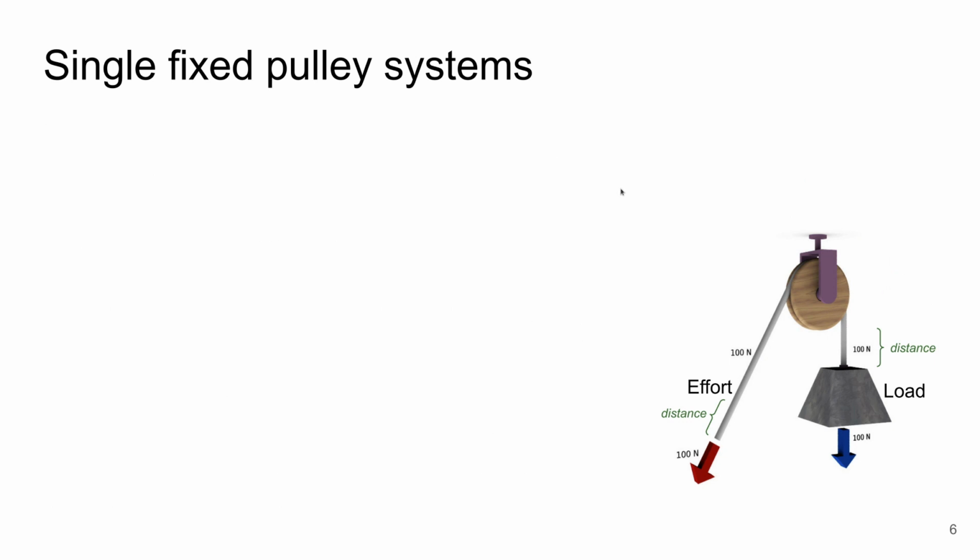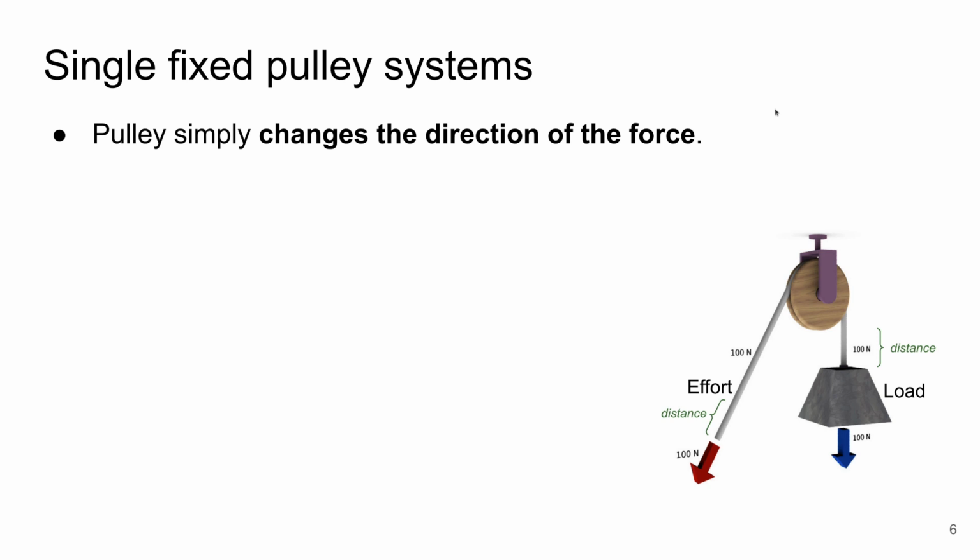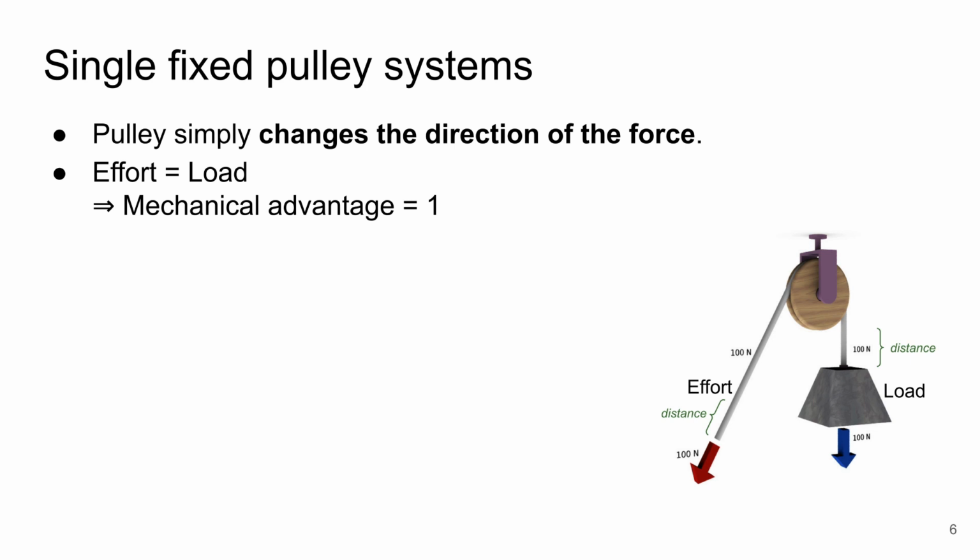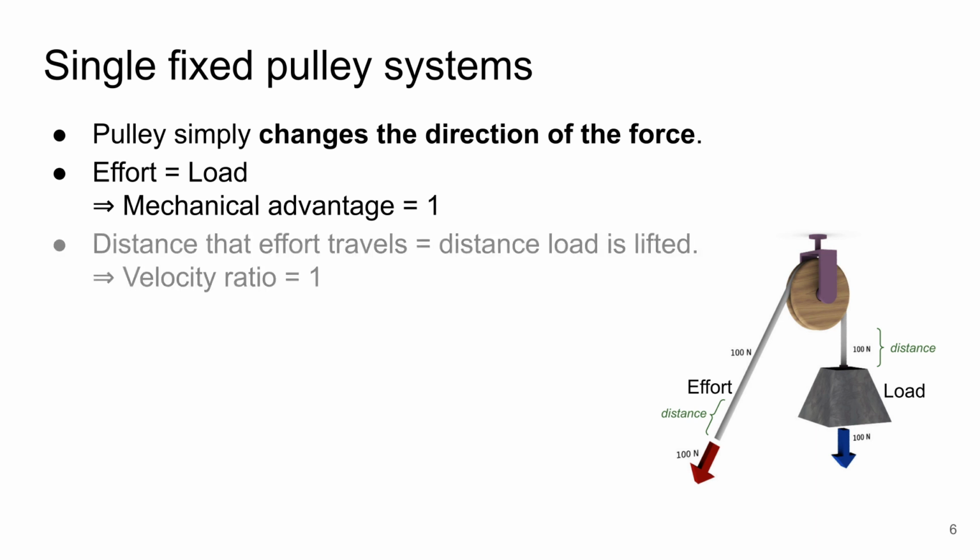Now we look at the case of a single fixed pulley system. The pulley here simply changes the direction of the force. And therefore, the effort that is applied to lift the load is exactly equal to the load, because all we're doing is changing the direction of the force. And hence, mechanical advantage in this case is equal to 1, because mechanical advantage is load divided by effort, and if both are equal, that ratio is 1. The distance that the effort travels is also the distance that the load is lifted. Hence, velocity ratio is also 1.